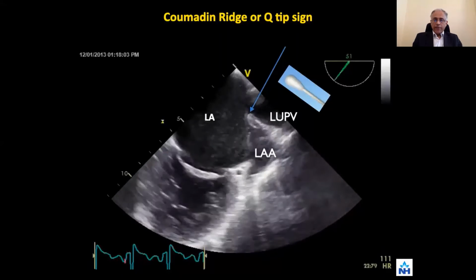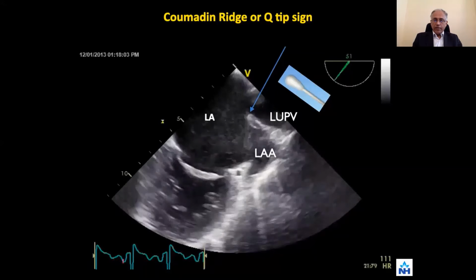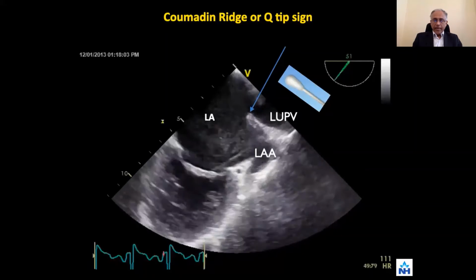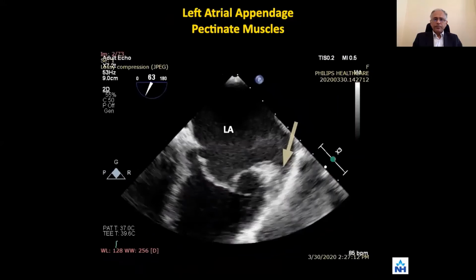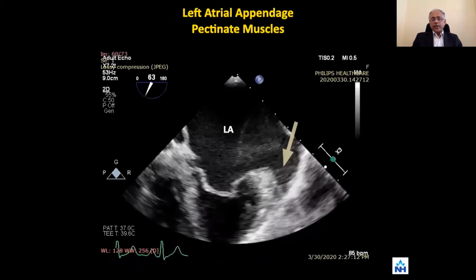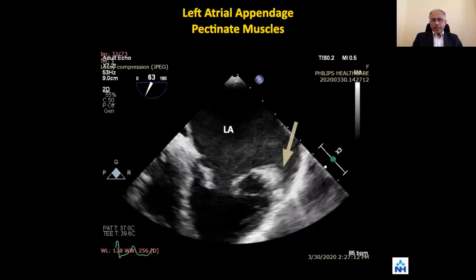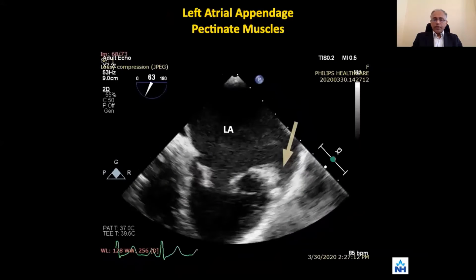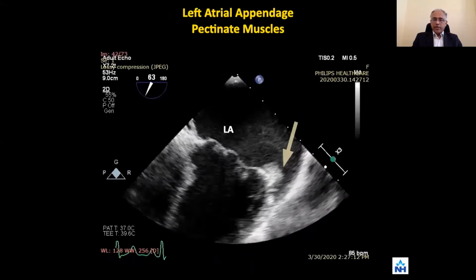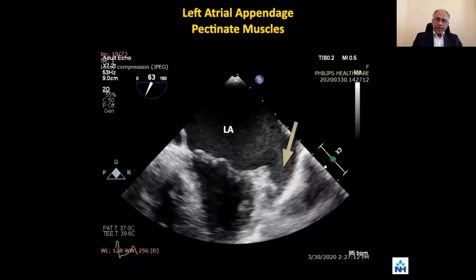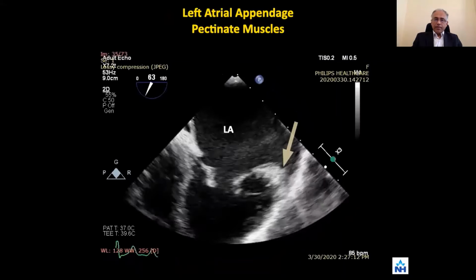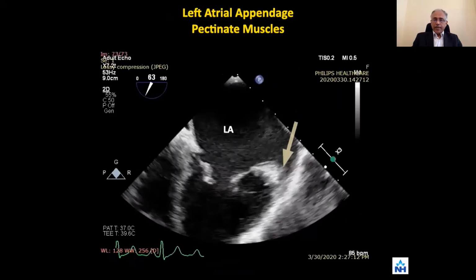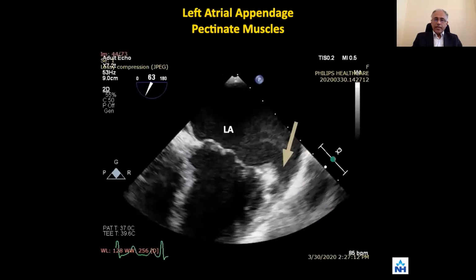And again, emphasizing the anatomy, you have the left upper pulmonary vein, and then you have the left atrial appendage. So that is where this structure is seen. Now, the left atrial appendage, just like the right atrium, has pectinate muscles. So you're more likely to see pectinate muscles in the left atrial appendage rather than the right atrium. And this again is better seen on TEE. You can see that it is not so clearly seen here.